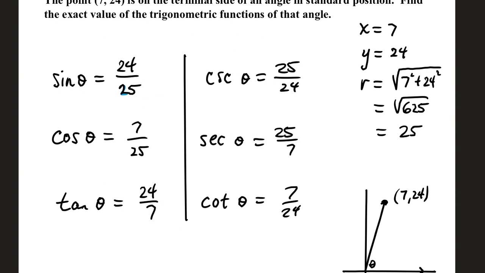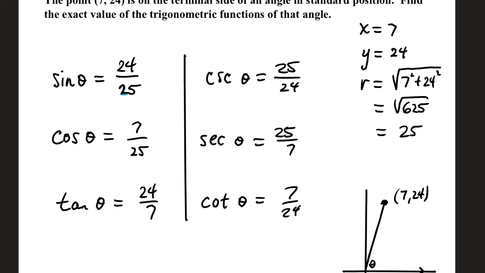The point (7, 24) is on the terminal side of an angle in standard position. Find the exact value of the trigonometric functions of that angle. Now with this one, we don't have a diagram given with the point located in the XY plane, but that's okay. We know how to plot points, and that's what we'll do here, is we're going to draw in an X and a Y axis, and this is at the bottom right of your screen. The point (7, 24), you go right 7 up 24. Your X coordinate is 7, your Y coordinate is 24, and I've noted those here.